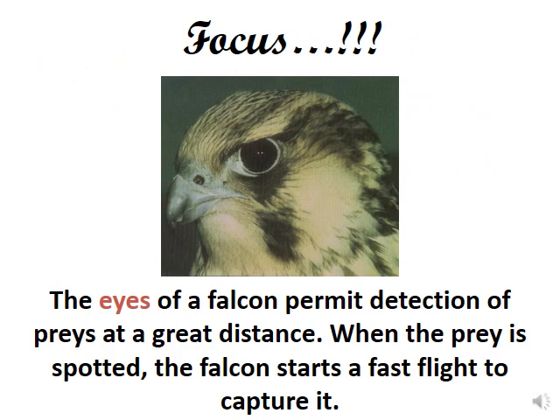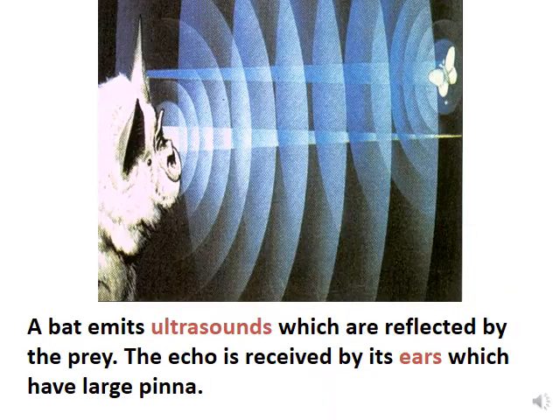Let's focus here. The eyes of the falcon permit or allow the detection of the prey at great distances. When the prey is spotted, when the prey is detected, the falcon starts a fast flight and then captures it.